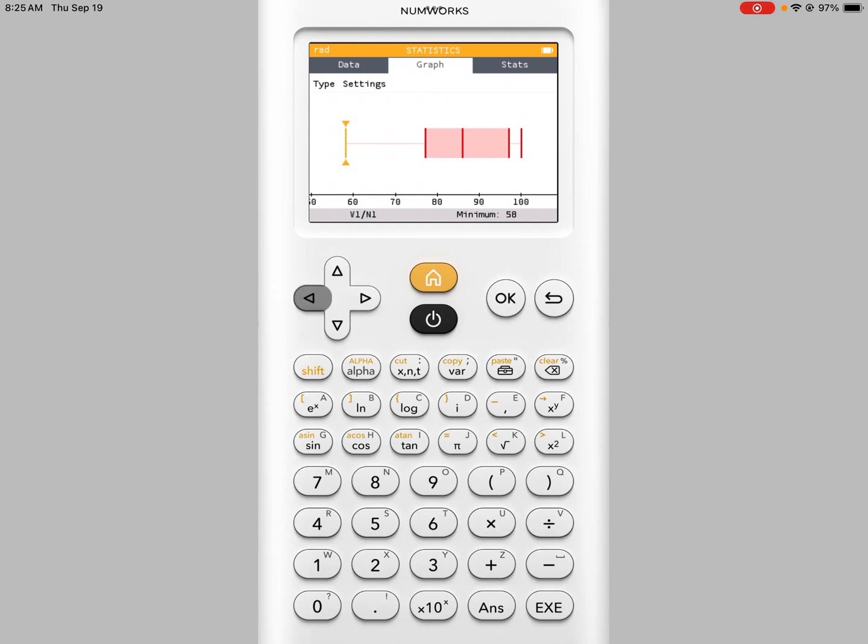So let's say that I had a question that said, what score would you have to make to be in the 75th percentile? Well, that would be Q3, so you'd have to make a 97 to be in your 75th percentile. And the bottom fourth is from 58 to 77, okay? So just some things that you can answer using this calculator.